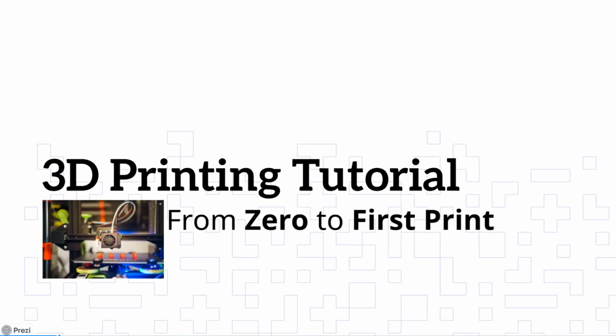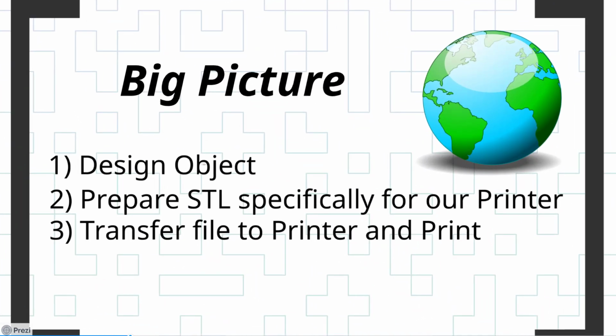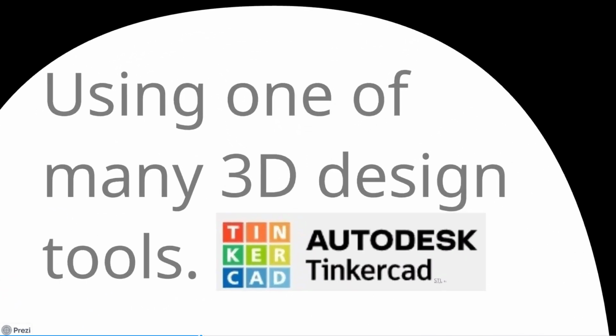This is a 3D printing tutorial from zero to first print. There are three major steps to making a 3D object. Number one, design the object using a 3D design program. Now there are many to choose from, but we'll be demonstrating the very popular TinkerCad web-based designer.